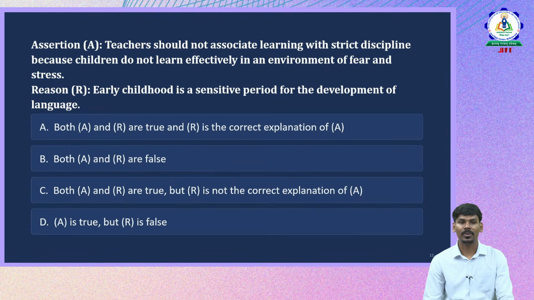Okay, so now let us go to the options. Option A, both assertion and reasoning are true, and reason is the correct explanation of assertion. Option B, both assertion and reasoning are false. Option C, both assertion and reasoning are true, but reason is not correct explanation of assertion. Option D, assertion is true, but reason is false. Which one according to you is the correct answer here?